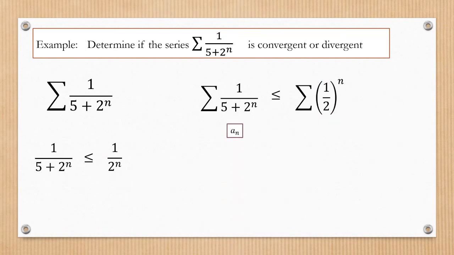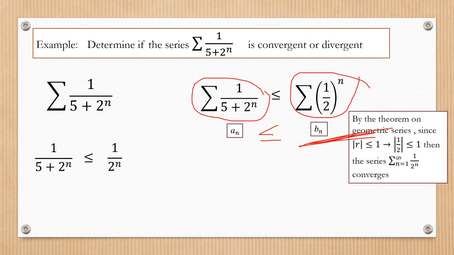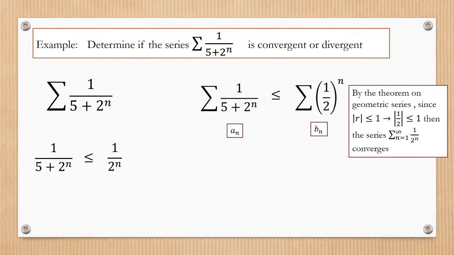Now, based on the definition of the comparison test, an is less than or equal to bn. That is why this is our an and this is our bn. Okay? And now, take a look at bn. Our bn is a geometric series. 1/2 raised to n. This is a geometric series.